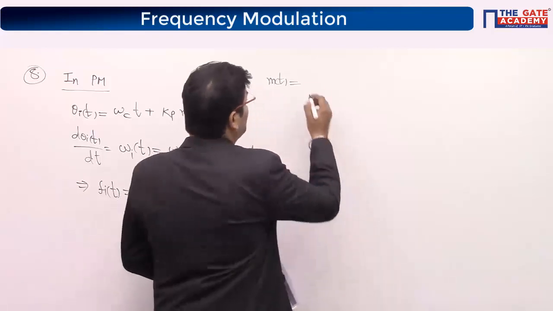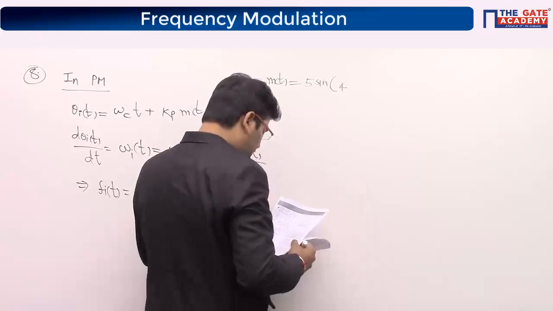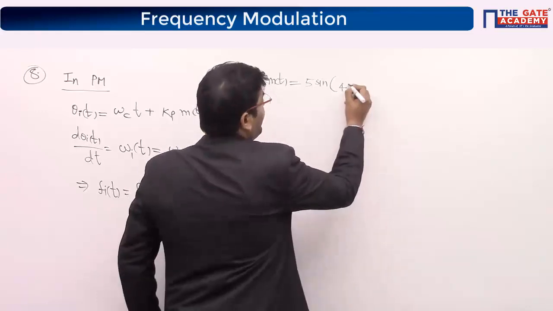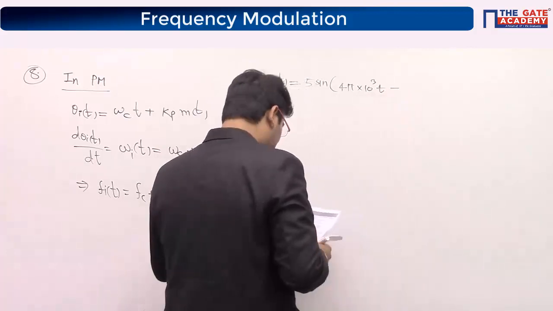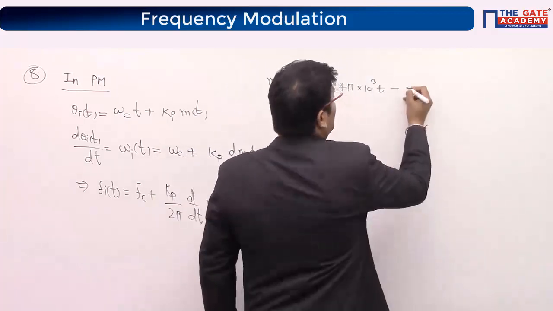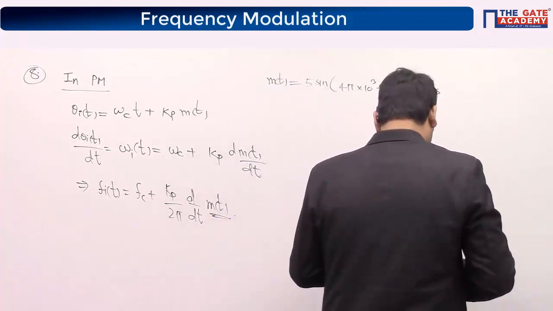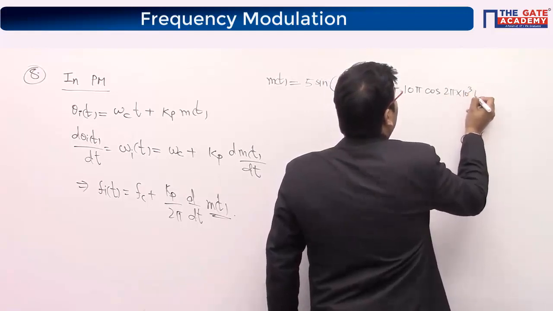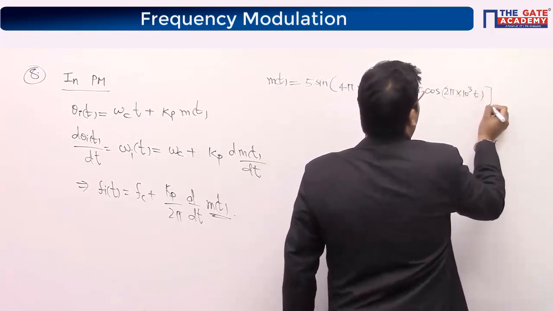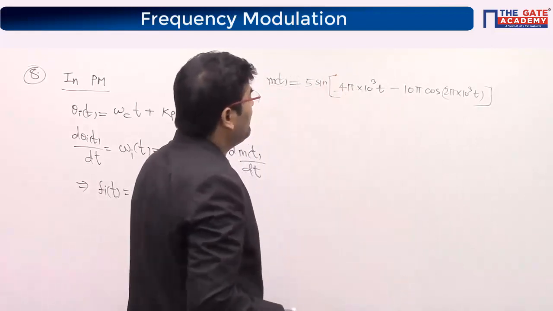It is equal to 5 sin(4 pi into 10^3 t) minus 10 pi cos(2 pi into 10^3 t), and that is the reason everybody was stuck here. So we'll differentiate, we'll do it.